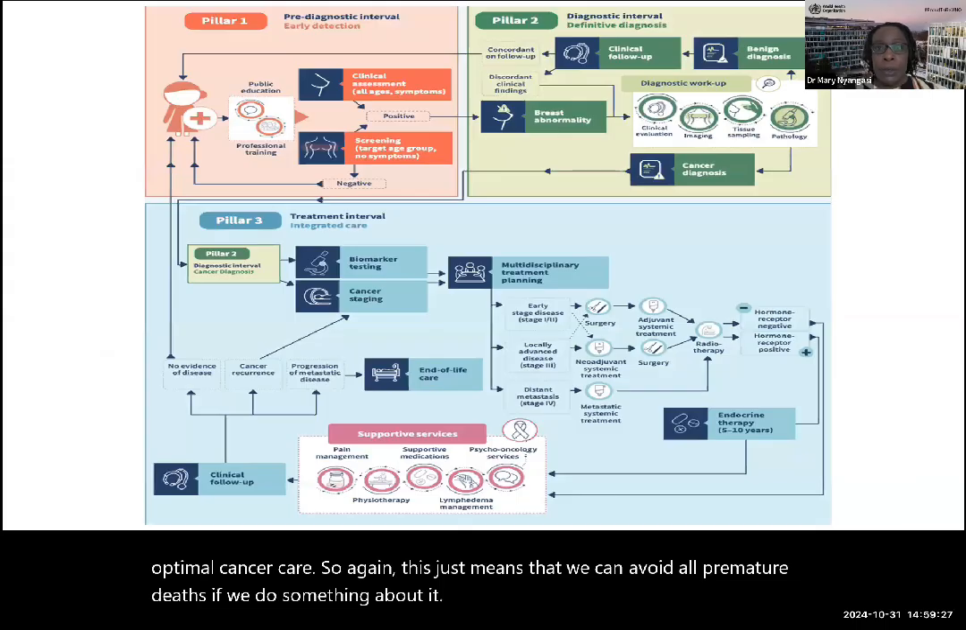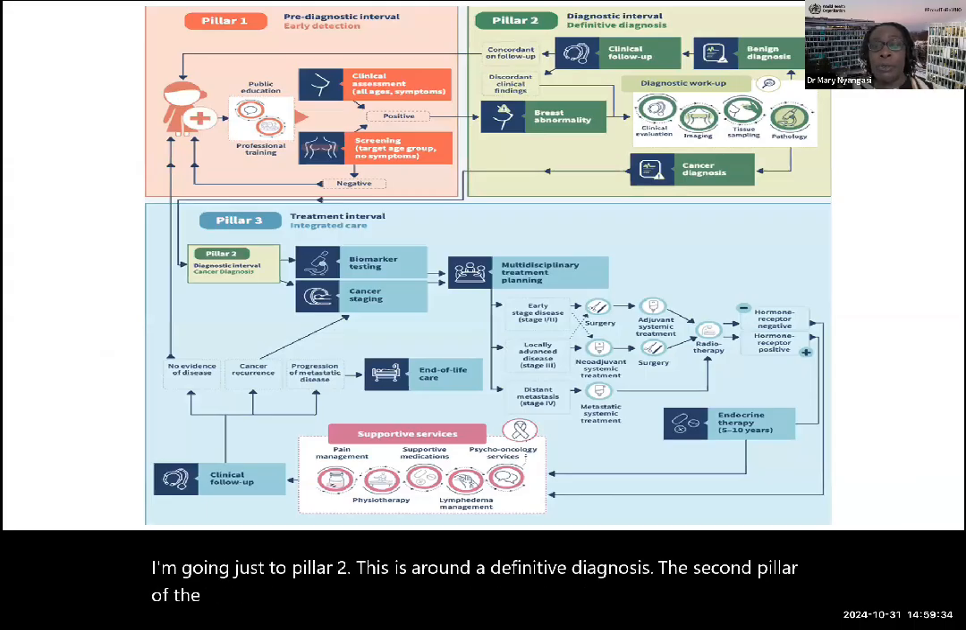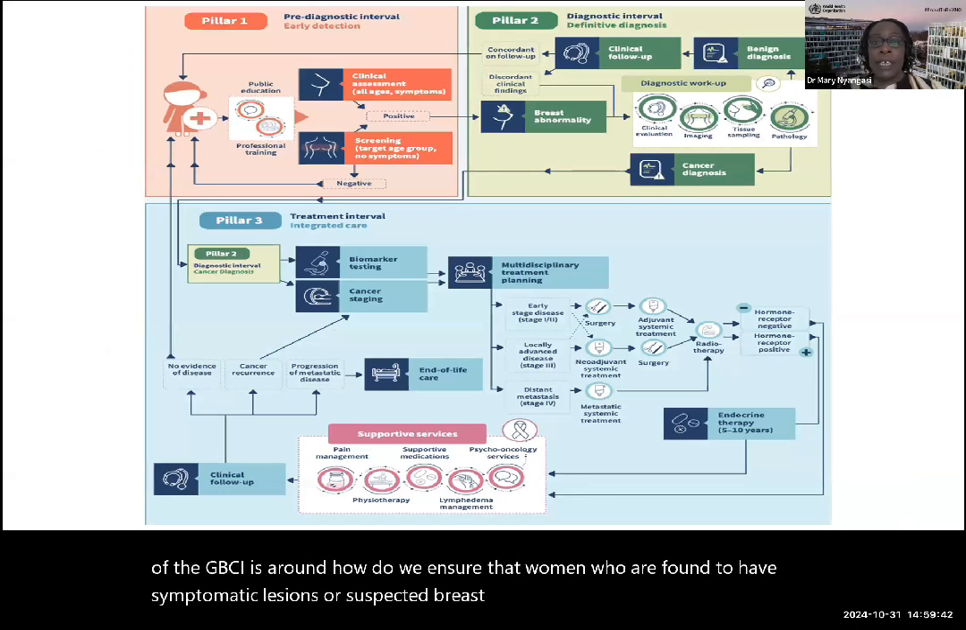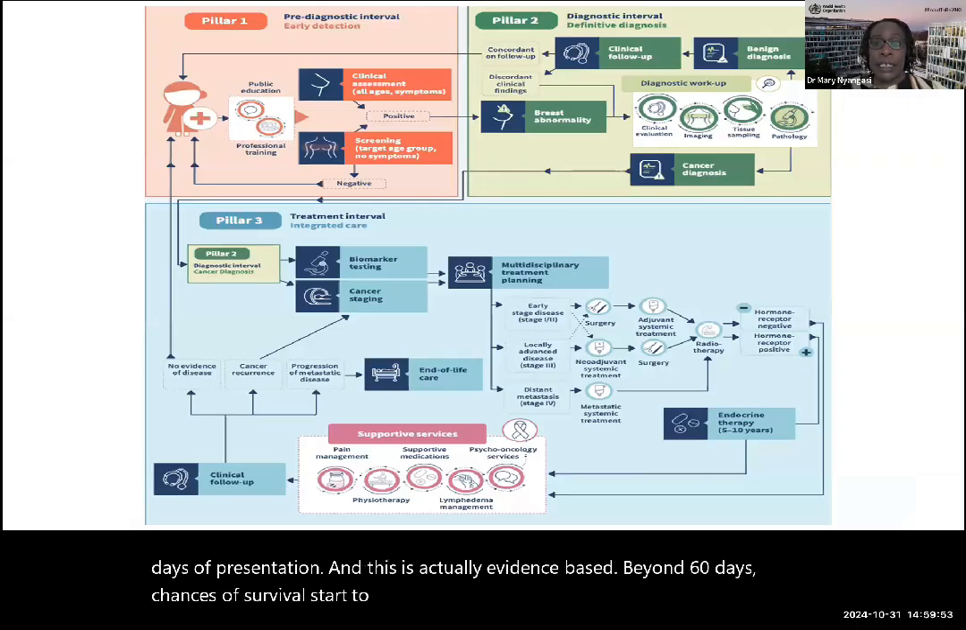Going to pillar 2, this is around a definitive diagnosis. The second pillar of the GBCI is around how we ensure that women who are found to have symptomatic lesions or suspected breast cancer can have a diagnosis within 60 days of presentation. And this is actually evidence-based. Beyond 60 days, chances of survival start to drop significantly.